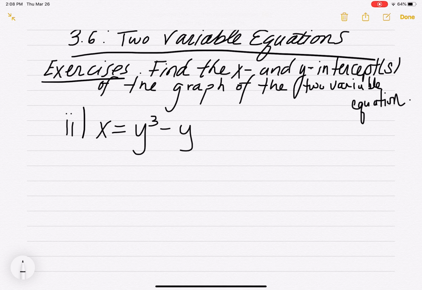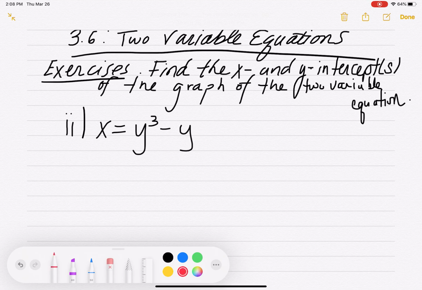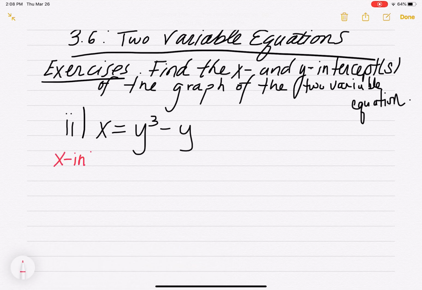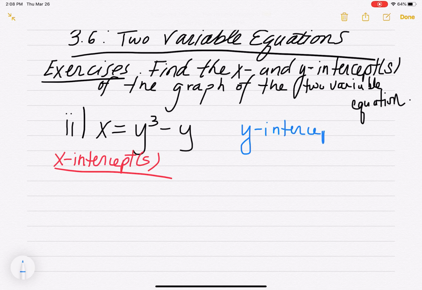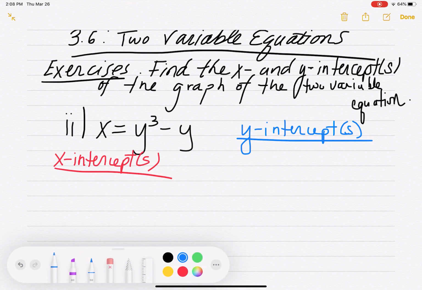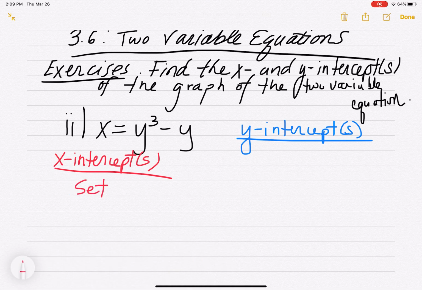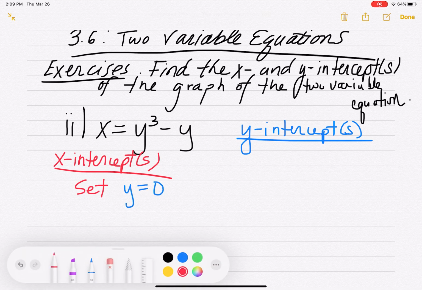Here we've got the equation X equals Y cubed minus Y. So first X-intercepts, and then we'll do Y-intercepts. First things first, X-intercepts. How do you do that? Do you remember? Well, you set the Y coordinate equal to 0, and you solve for X, right?